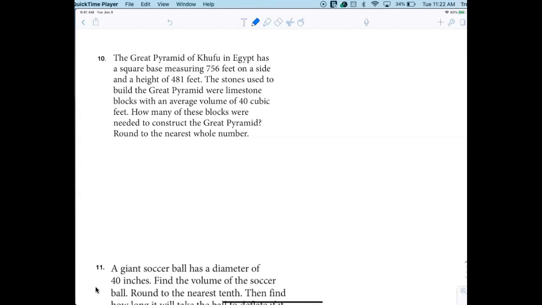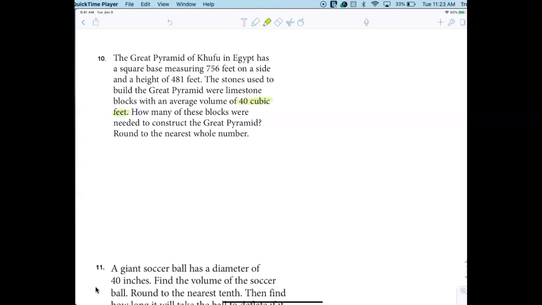All right. The Great Pyramid of Khufu in Egypt has a square base measuring 756 feet on a side and a height of 481 feet. The stones used to build the Great Pyramid were limestone blocks with an average volume of 40 cubic feet. So how many blocks were needed?